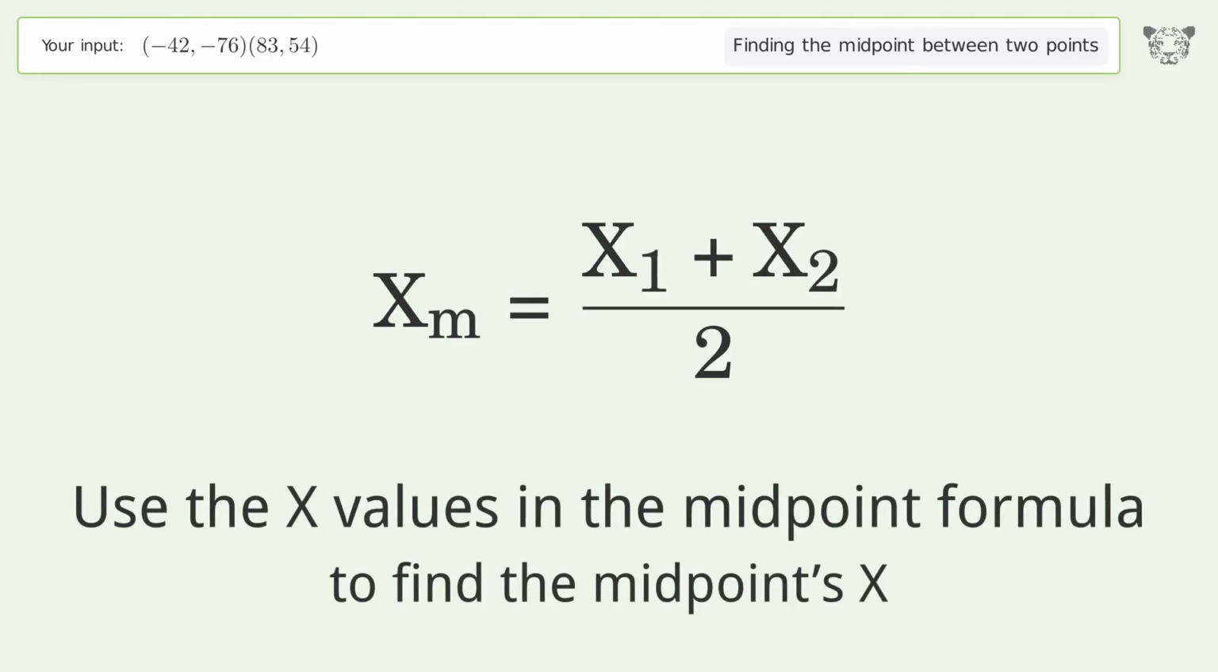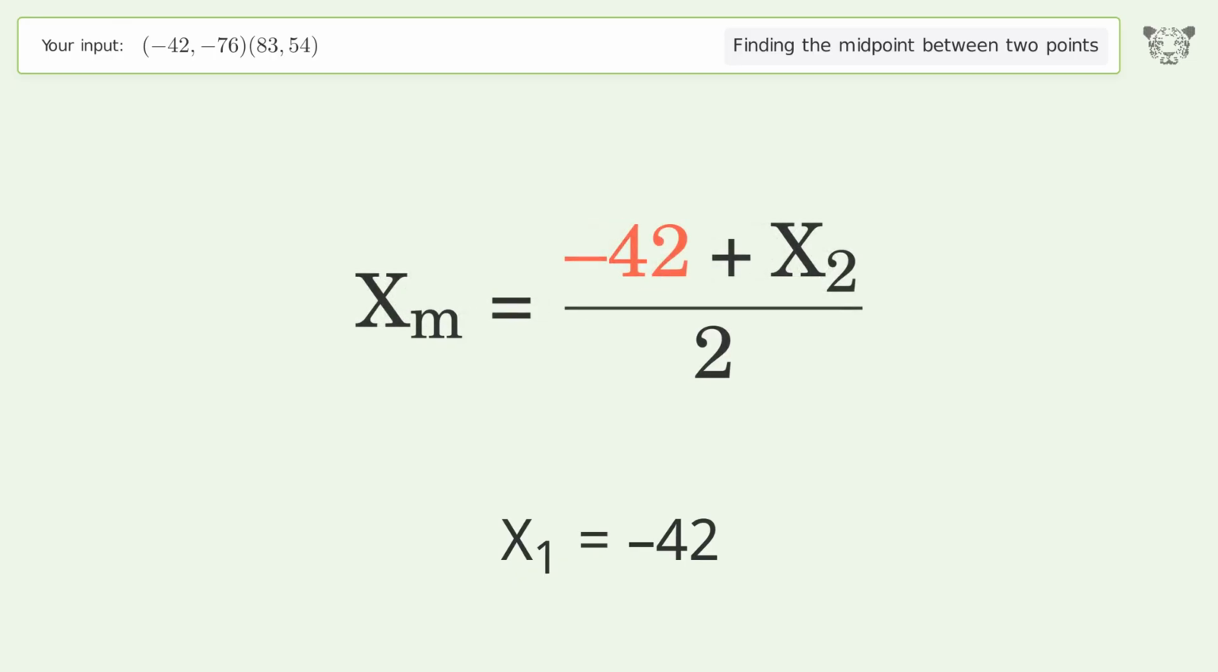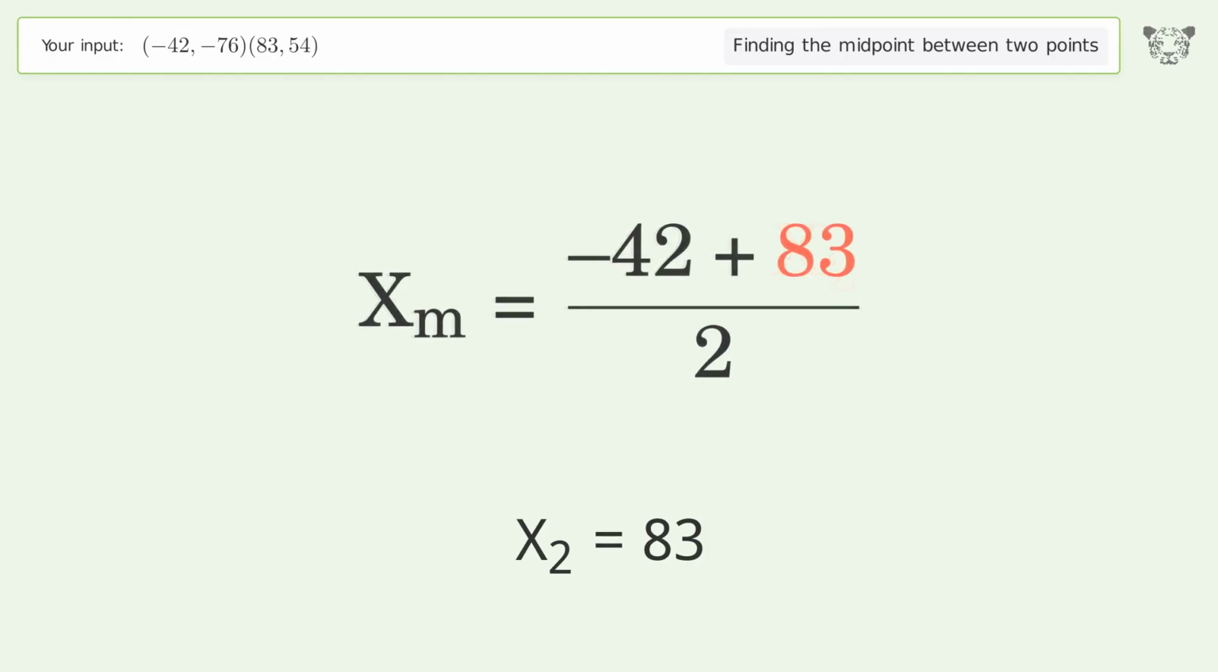Use the x values in the midpoint formula to find the midpoint's x. x1 equals -42. x2 equals 83. Simplify the arithmetic.